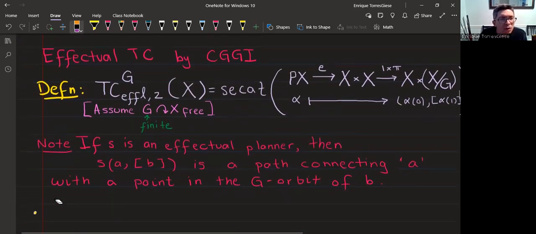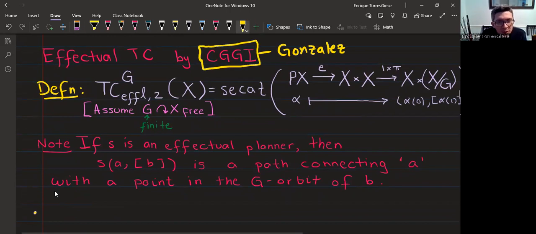Okay, so here's another refinement of this idea of making the group elements be part of the motion planning. This construction is called the effectual TC. This was also introduced by Cadavid, Gonzalez, Gutierrez, and Ipanaque. Perhaps from now on, I'm just going to refer to the construction of Gonzalez for short. I know there are 4 people here. Just for simplicity, let me just refer to Gonzalez here.